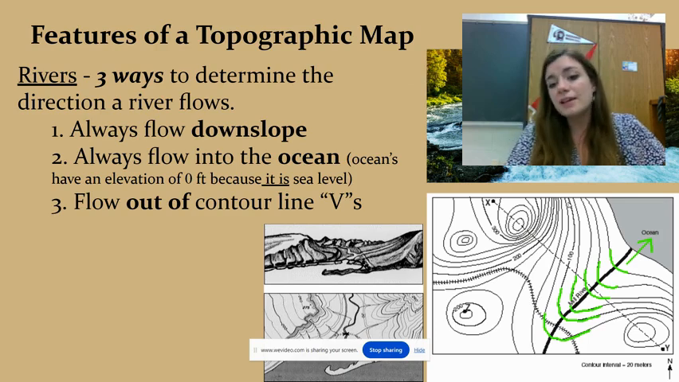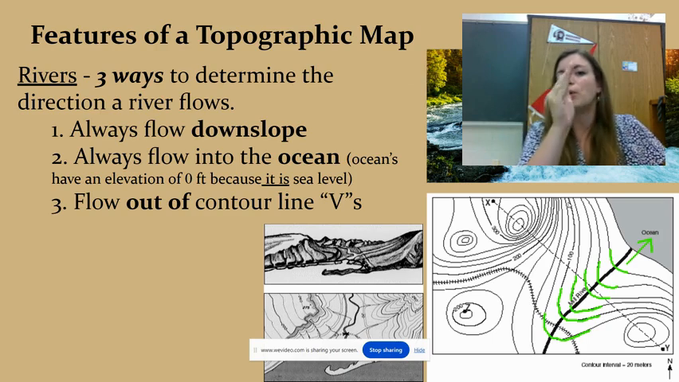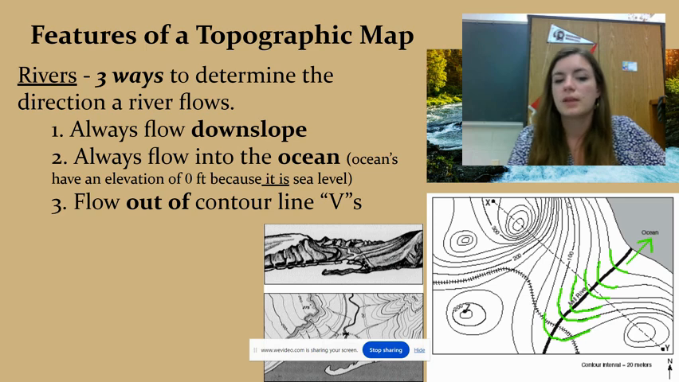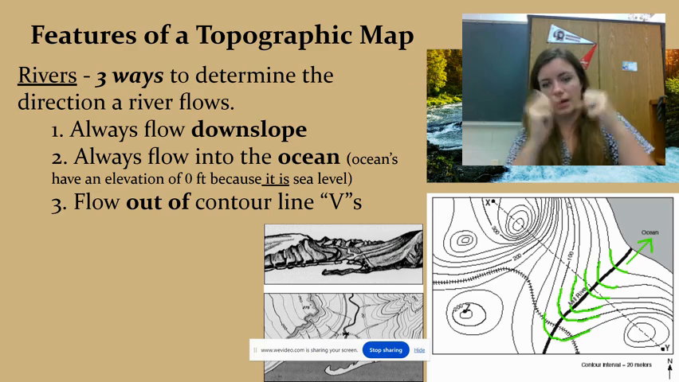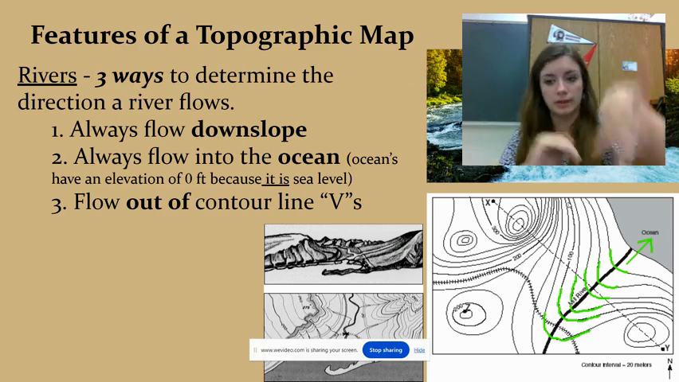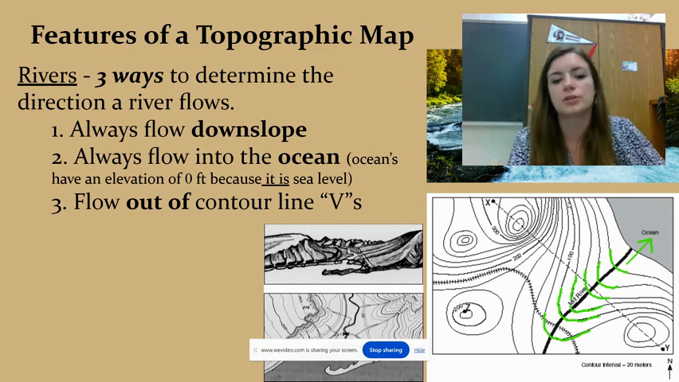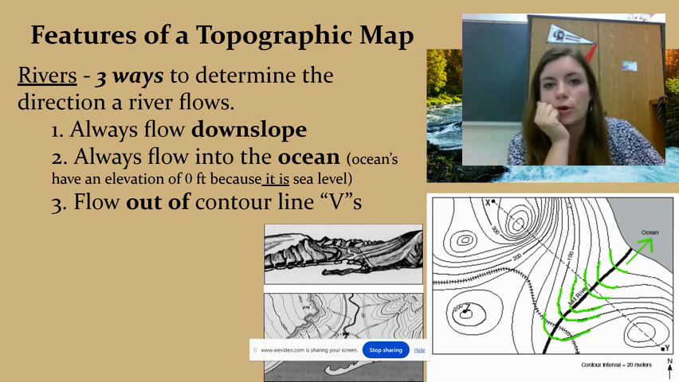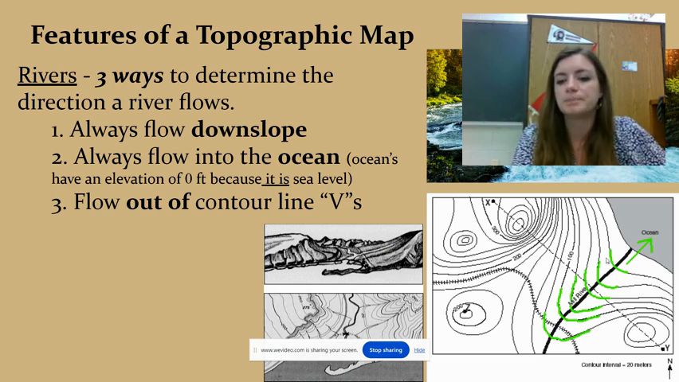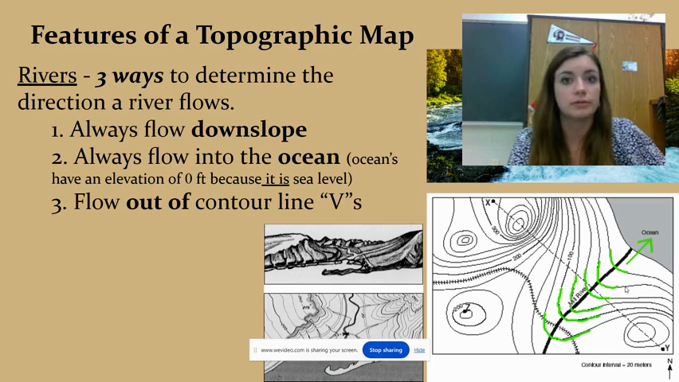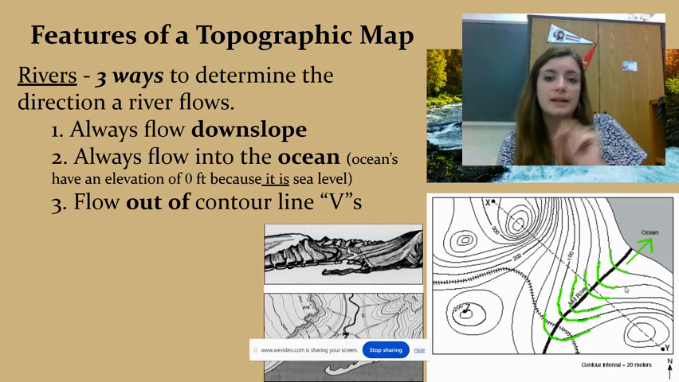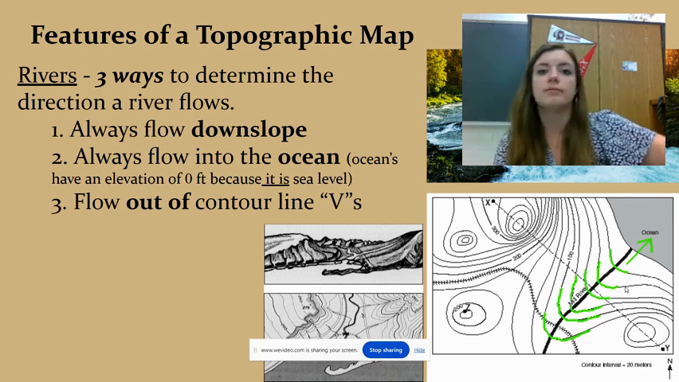And then the last one is that if you're looking at the contour lines, they tend to bow around the river because that river is cutting into the landscape. So you will see that erosion in the form of V's forming through the contour lines. So again, the contour lines are going to form V's like you see here in this bottom picture. And if you can remember that the water flows out of the V, then you'll be able to identify the direction that the river is flowing. So I like to think V as in valley, waters flow out of valleys, right?